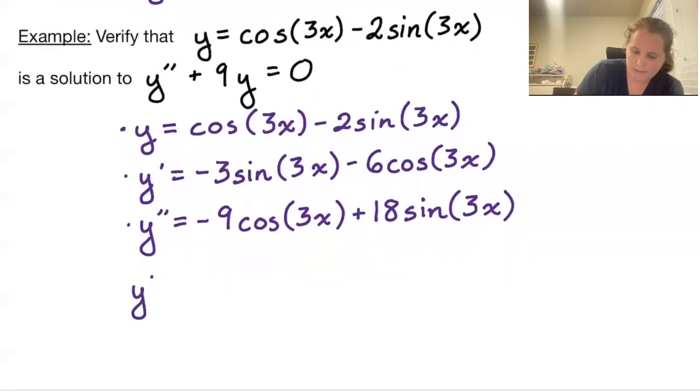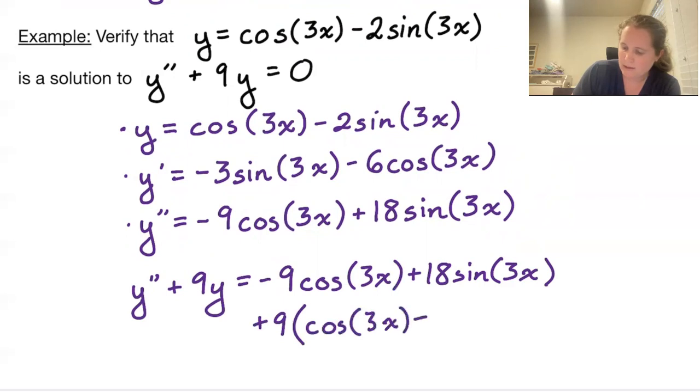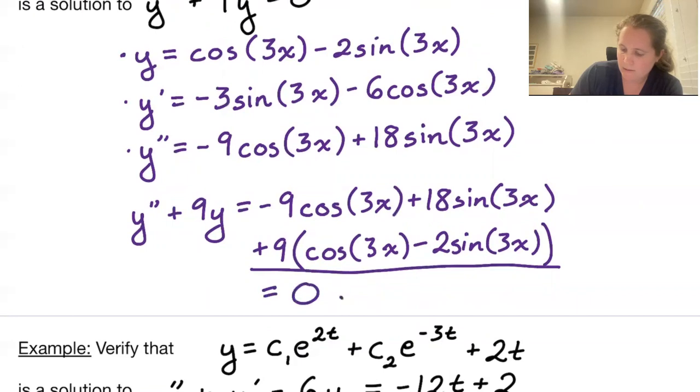So y double prime plus 9y would be negative 9 cosine of 3x plus 18 sine of 3x. Then we're adding on 9 copies of y, so 9 times cosine of 3x minus 2 sine of 3x, all in parentheses there. And if we distribute it in, this does indeed give us 0 as we would have liked. So we have a solution.